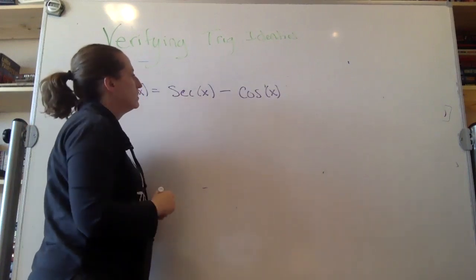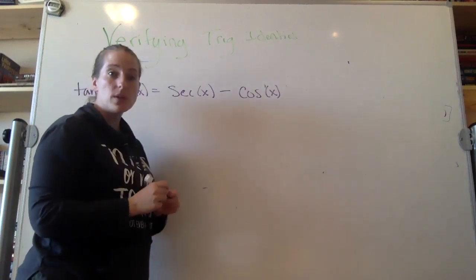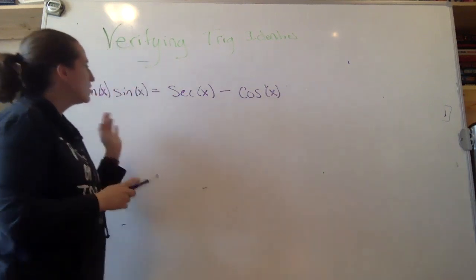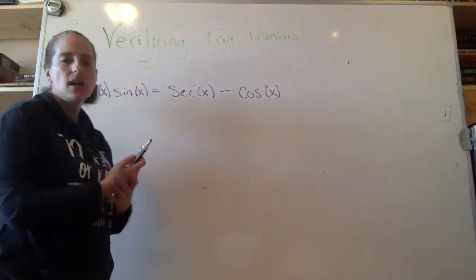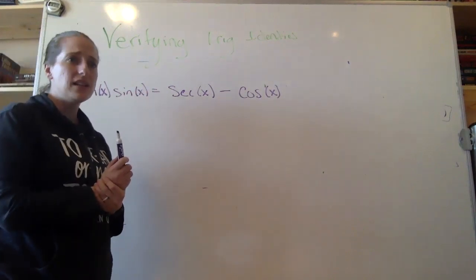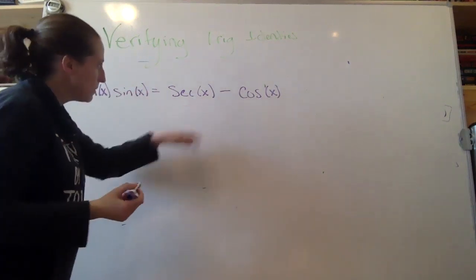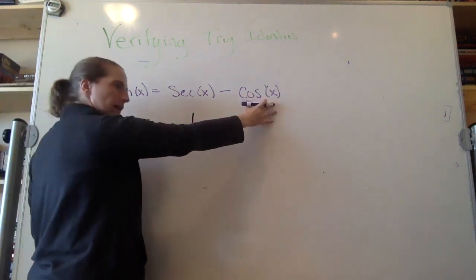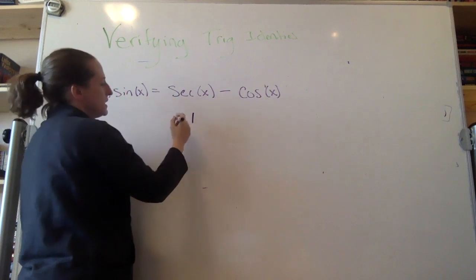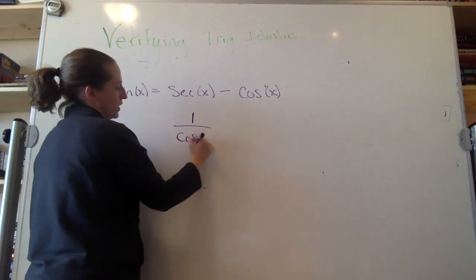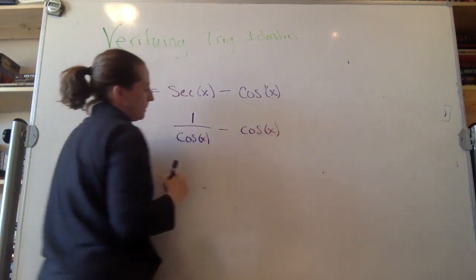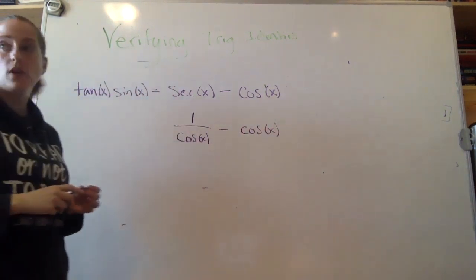So now, what we probably want to do is rewrite everything in terms of sines and cosines. I'm going there because I don't recognize this as a Pythagorean identity or anything like that. So let's start by rewriting this right-hand side in terms of sines and cosines. Cosine's already in terms of cosine. But secant we can rewrite as 1 over cosine. Okay, so now we've got this just in terms of cosines.